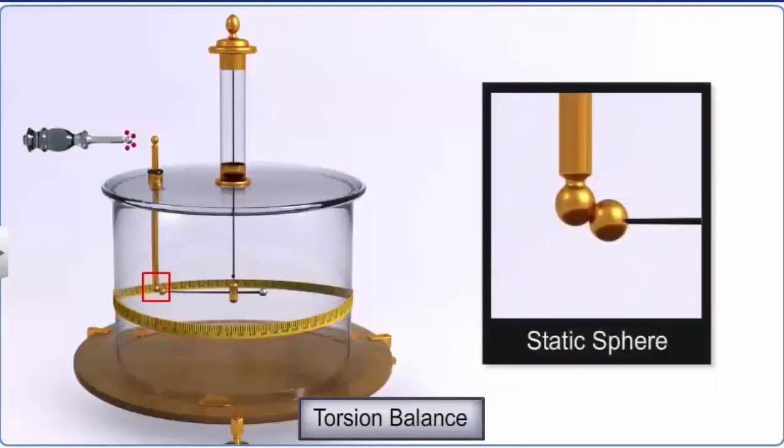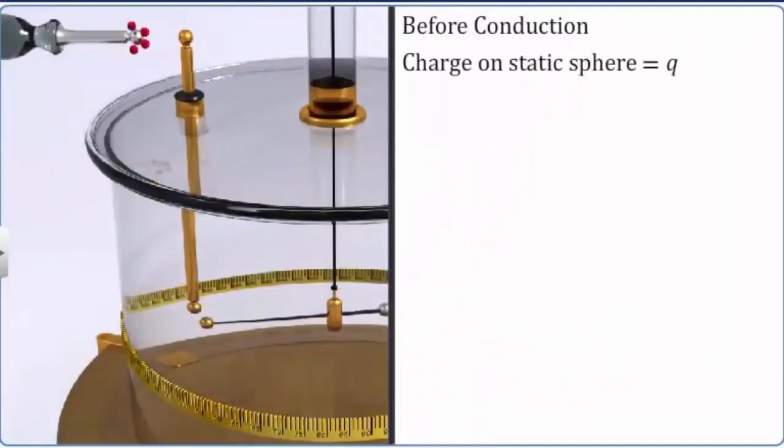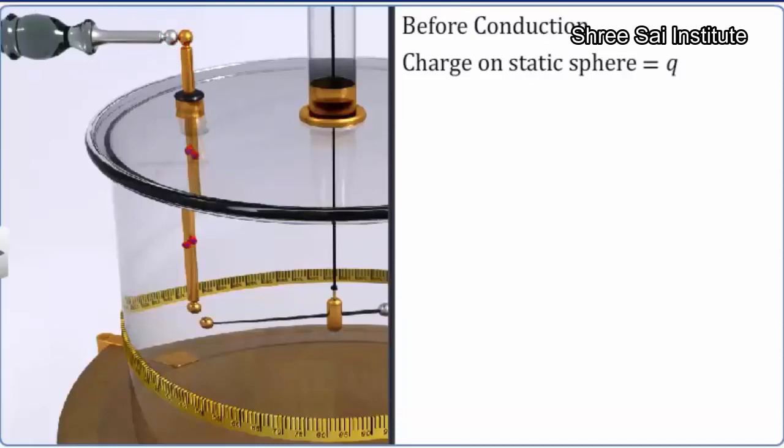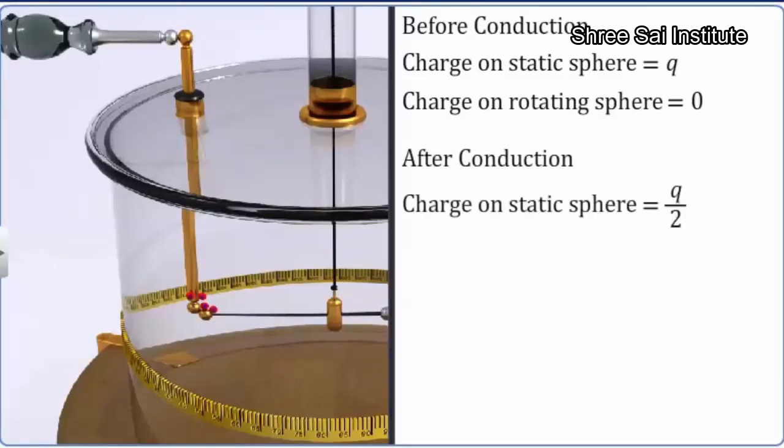Another static sphere, which is identical in size to the metal-coated ball, is placed at the zero mark. A micrometer screw at the top helps adjust the distance between the free and rotating spheres. The static sphere is first given a charge Q by bringing a charged object in contact with it. Then, the rotating sphere is brought in contact with the static sphere using the micrometer screw. Due to conduction, the charged static sphere now loses half of its charge, that is, Q/2, to the other sphere. This happens because the two metal spheres are identical in size.